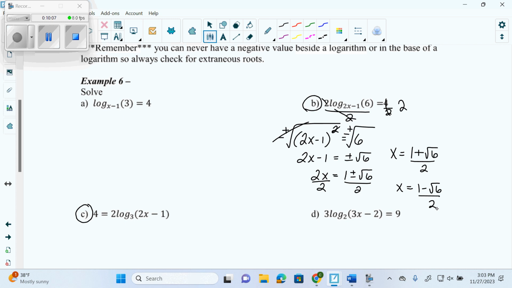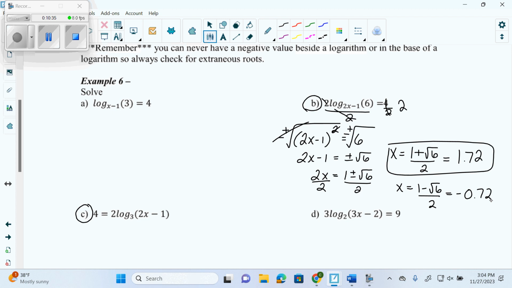Now, 1 plus the square root of 6 divided by 2 is approximately 1.72. Now, if I plug that back in, 2 times 1.72 minus 1 gives me a positive number, correct? And I can plug it back in and it will work. This is good. This is the exact value, that's the decimal, depends on what I asked you for. 1 minus square root 6 divided by 2, however, gets me negative 0.72.